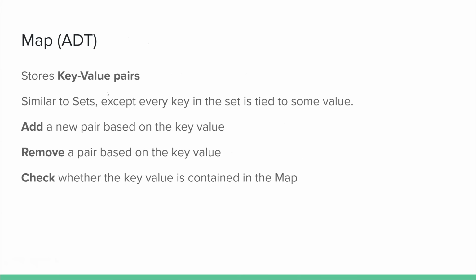And a map is something that stores key value pairs. So this is similar to sets, except every key in the set is tied to a value. You can add a new pair based on the key value, you can remove a pair based on the key value, and you can check whether the key value is contained in the map or not.